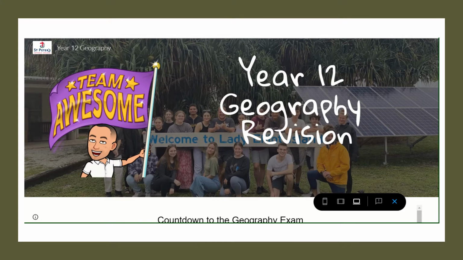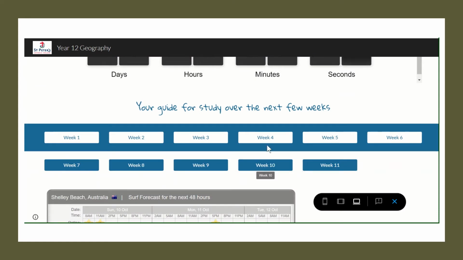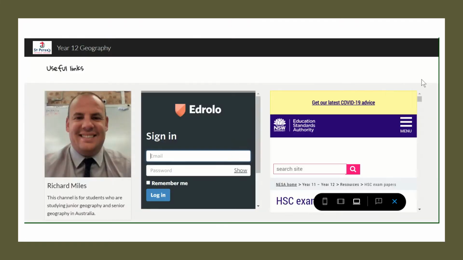Only 50 days now to the geography exam, so making sure we're getting plenty of work. Remember, if you haven't already done so, make sure you complete all the activities from week 1, 2 and 3. Click on the button to take you to week 4. I'm just going to go through what we're going to be doing.